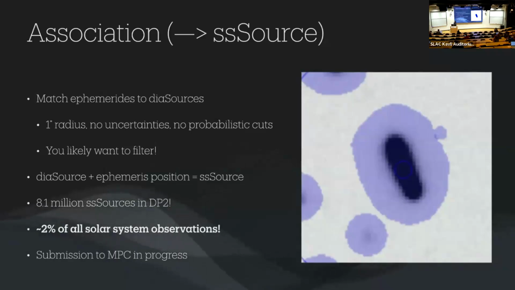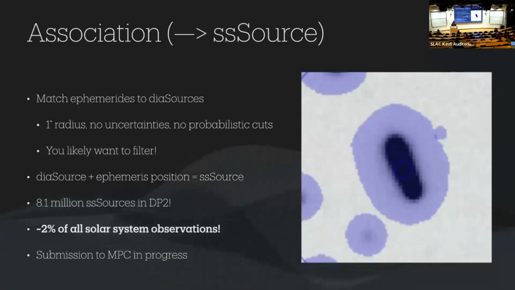In Data Preview 2, there are 8.1 million of these. So we've got 8.1 million DIA sources that match the ephemeris position of a Minor Planet Center orbit and are likely observations of those asteroids. There's about 400 million total observations in the MPC catalog. So this DP2 represents about 2% of all asteroid data ever taken. That's just 20% of a year's worth of data. So it's pretty great. Whole lot of data.